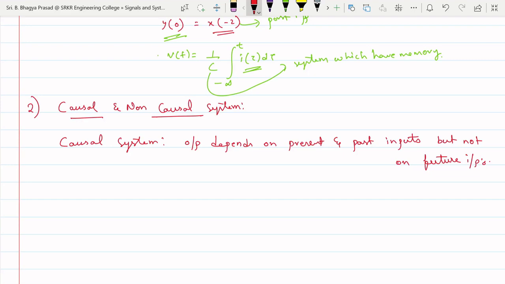For example, take y of t equal to x of t minus 2 plus x of t. Here the output y of t depends upon the current input x of t and the past input.